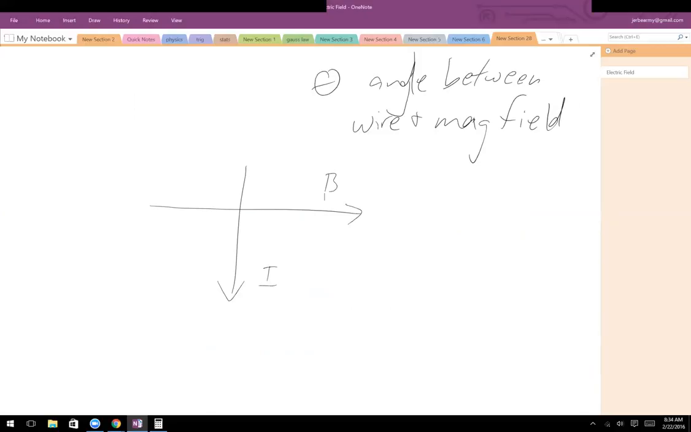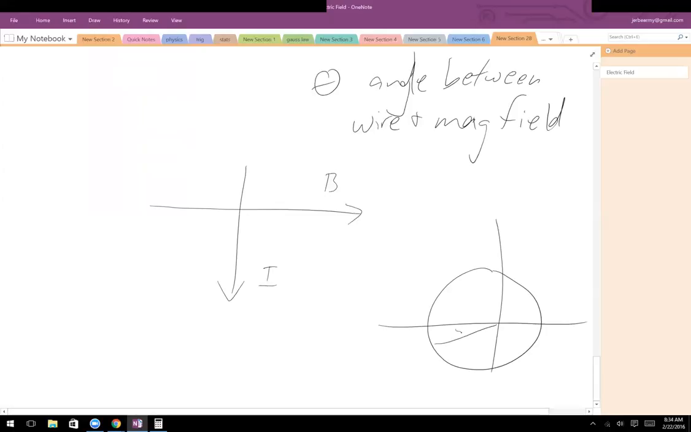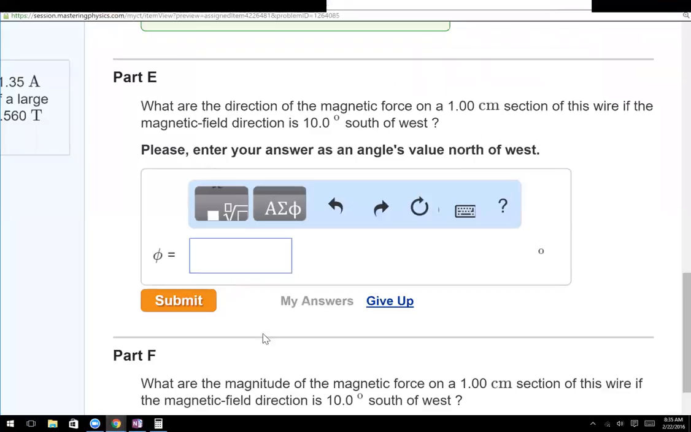It's just now that B is pointing 10 degrees south of west. So let me draw a little picture. Here's 10 degrees south of west. If I rotate 90 degrees, I get 10 degrees and 80 degrees. So this is 80 degrees north of west, or 10 degrees west of north. How do they want us to say it? They want the angle's value north of west, so it's 80 degrees north of west.